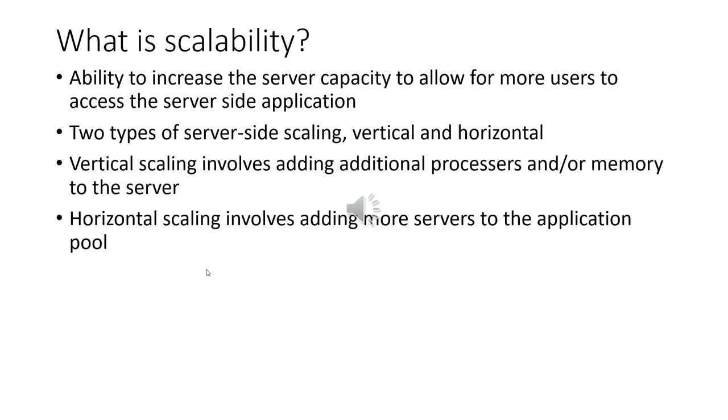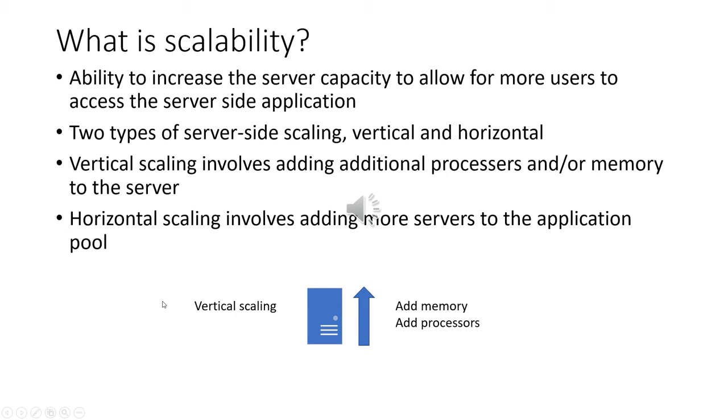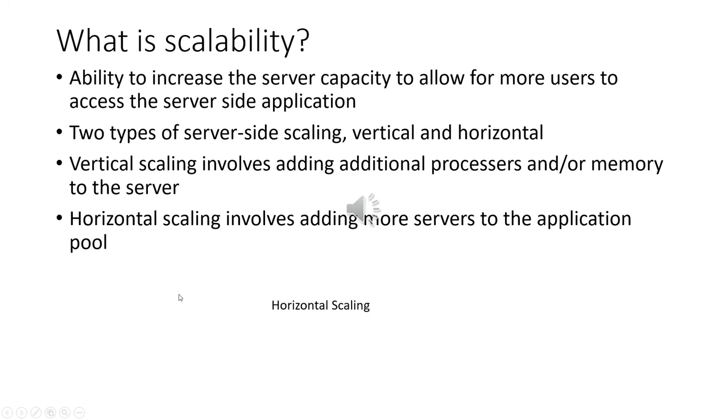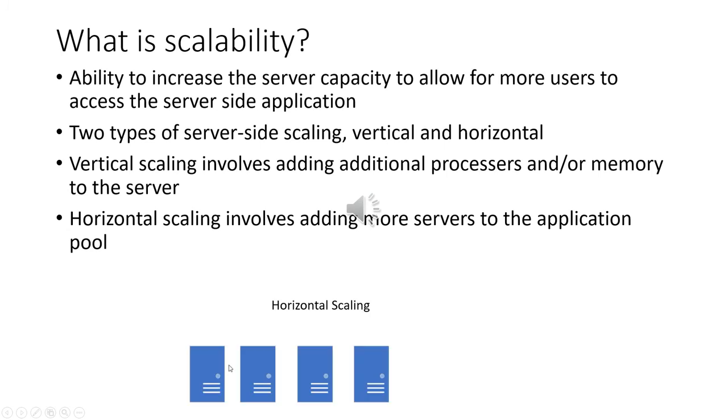What is scalability? It's the ability to increase the server capacity to allow for more users to access the server-side application. Two types of server-side scaling: vertical and horizontal. Vertical scaling involves adding additional processors and or memory to the server, whereas horizontal scaling involves adding more servers to the application pool. We can see here with vertical scaling, we have a single server, and we can add memory and processors to the server in a vertical scaling model. And then again, in horizontal scaling, we see that our application server pool has increased from 1 to 4.